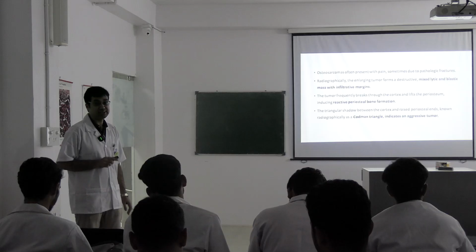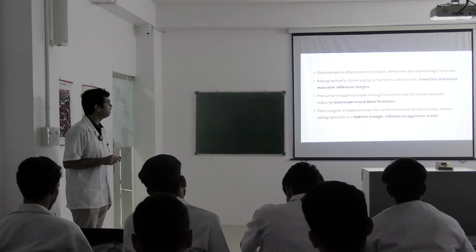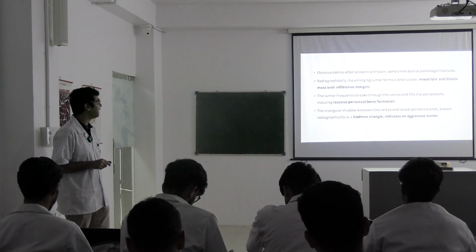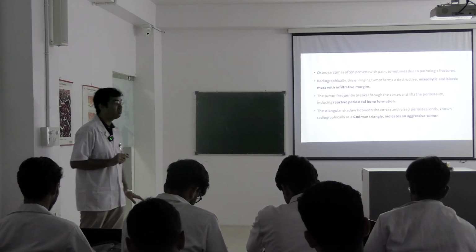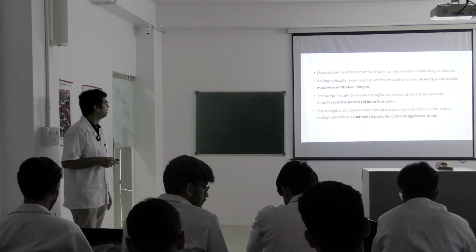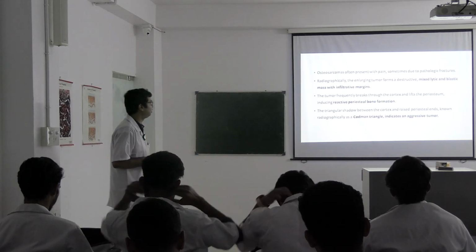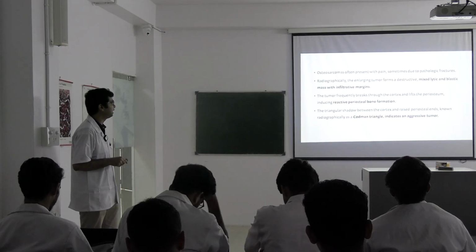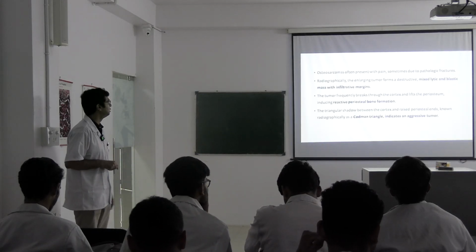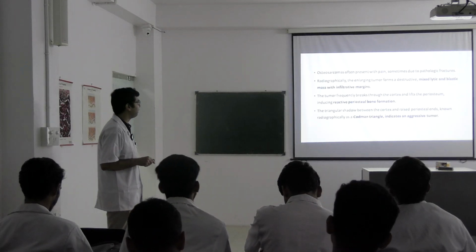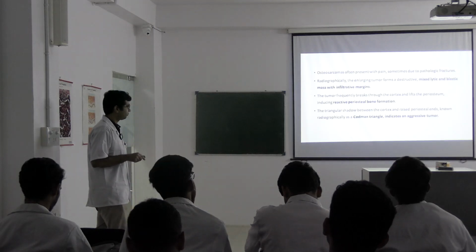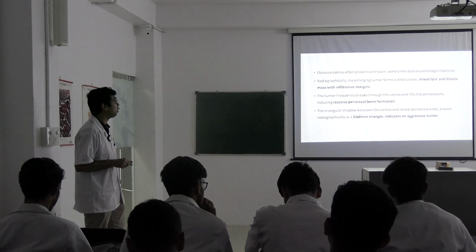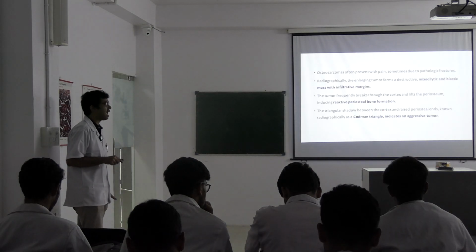Osteosarcoma often presents with pain, sometimes due to pathological fractures. Radiographically, it is a mixed lytic and blastic mass with infiltrating margins. The tumor frequently breaks through the cortex and lifts the periosteum, inducing reactive periosteal bone formation. The triangular shadow between the cortex and the raised periosteum, known radiographically as Codman triangle, indicates an aggressive tumor.